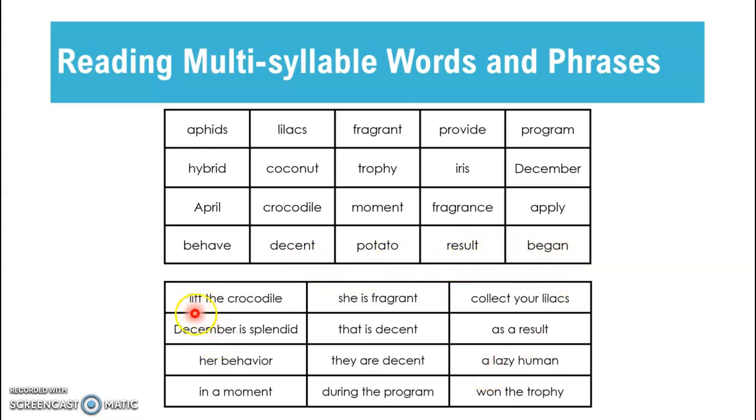Let's go down to the phrases. Lift the crocodile. She is fragrant. Collect your lilacs. December is splendid. That is decent. As a result, her behavior, they are decent, a lazy human, in a moment, during the program, won the trophy.